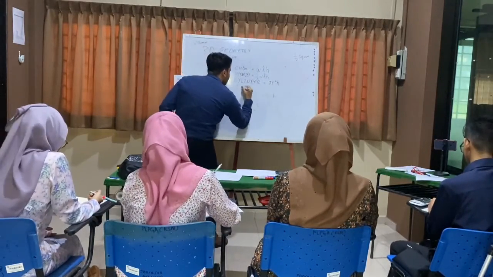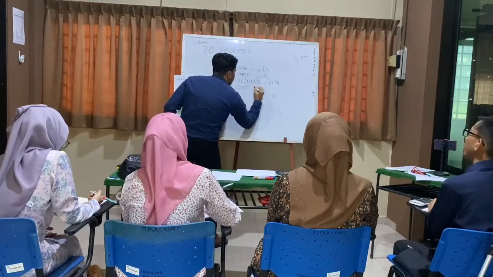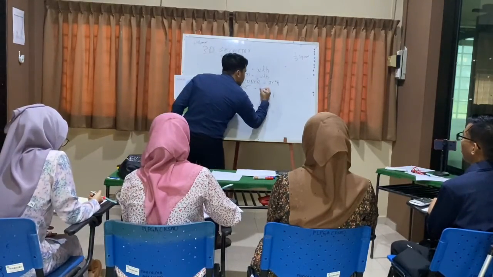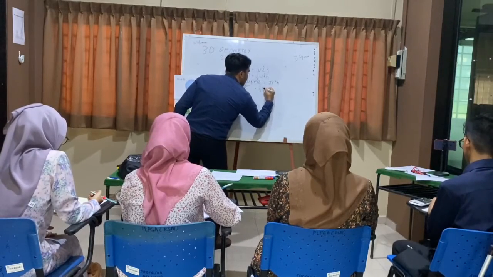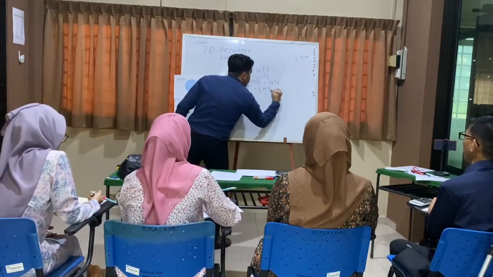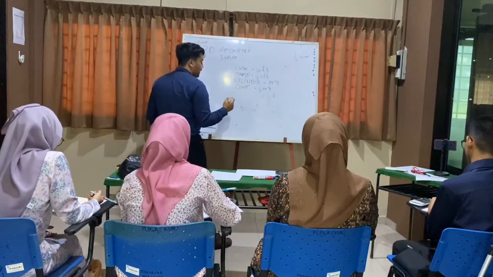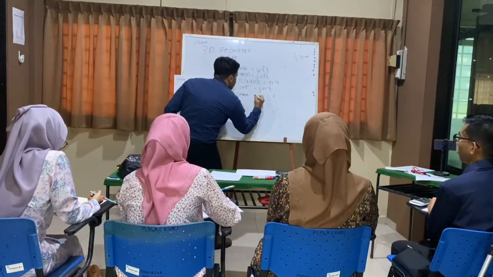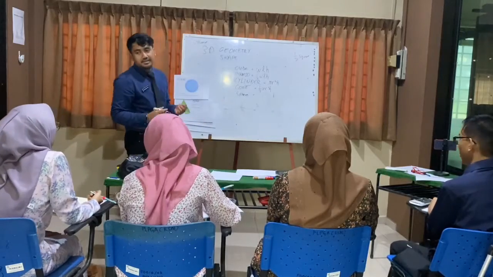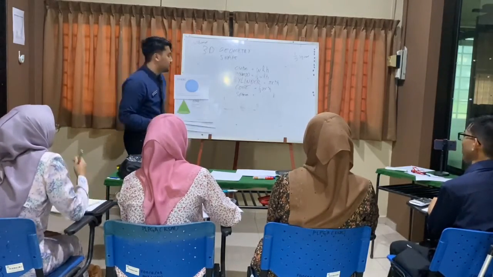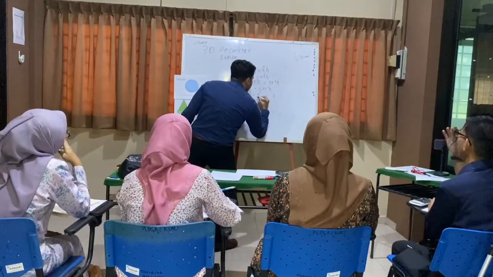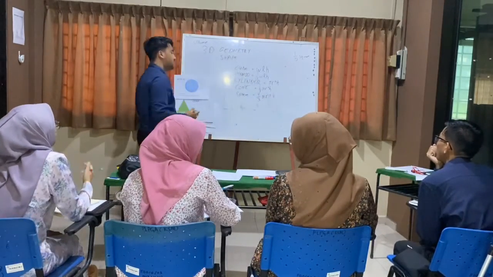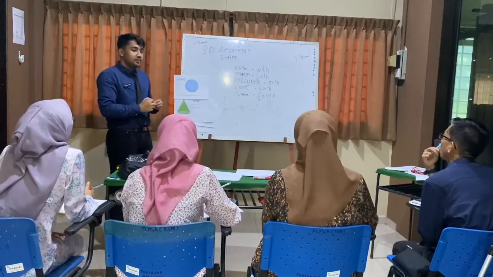Then we have the cone. The cone is 1/3 pi r square h. Lastly, we have the sphere. What is the volume of the sphere? 4/3 pi r cube. Okay.